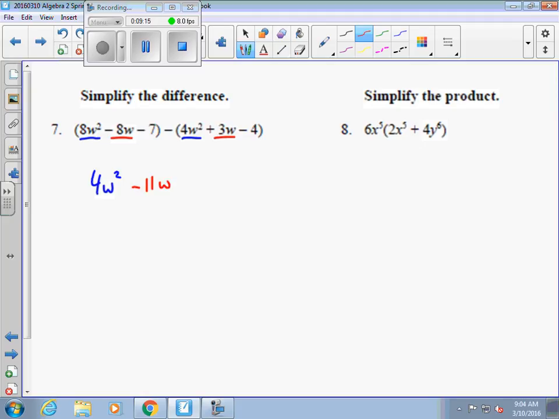And the last degree is the common term that doesn't have any variable, negative 7 minus a negative. Remember, anytime you have minus a negative, it means plus a positive. So negative 7 plus 4, which is negative 3, since they're opposite terms. Cannot put those together because they are not like terms. That's all we can do.